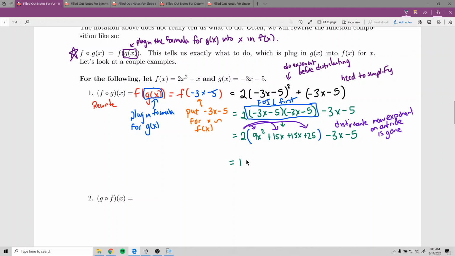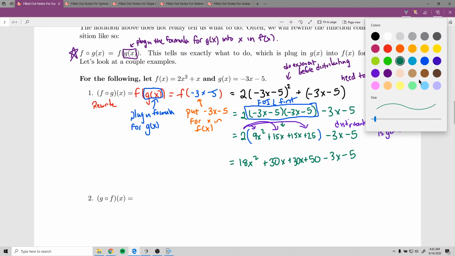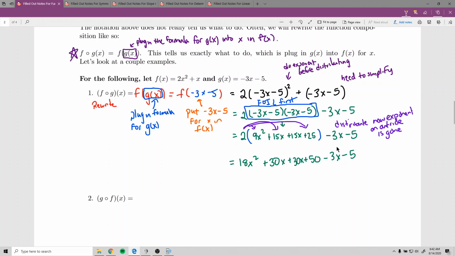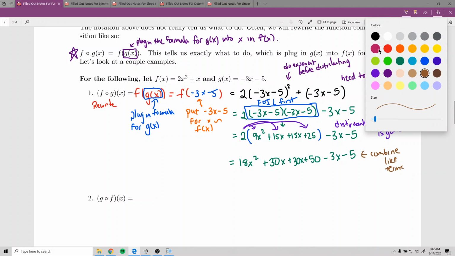2 times 9x squared is 18x squared, plus 2 times 15x is 30x, plus 2 times 15x is 30x, plus 2 times 25 is 50. Now once again, just bringing down the minus 3x minus 5. Now that we've gotten rid of all the parentheses, there's nothing to distribute. The last thing to do before we are done is to combine like terms. Once you combine like terms, you are absolutely done. You don't have to do anything else.